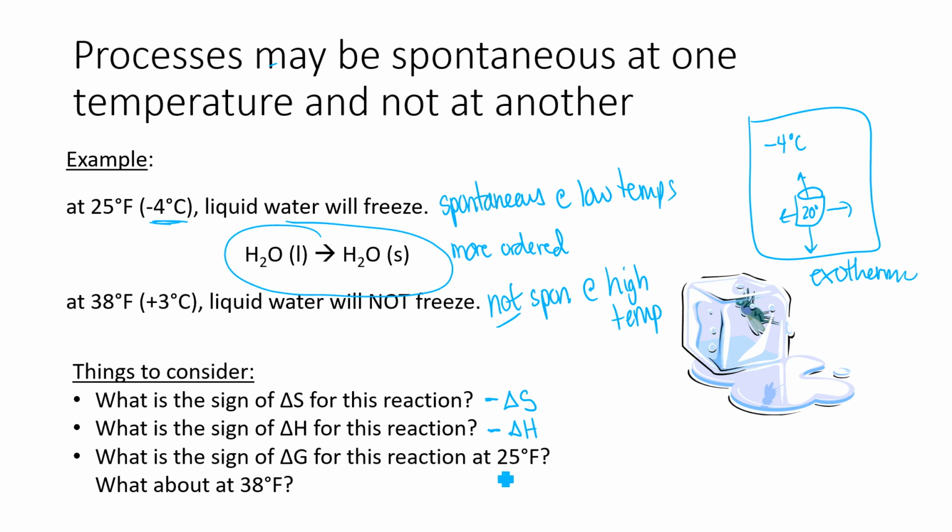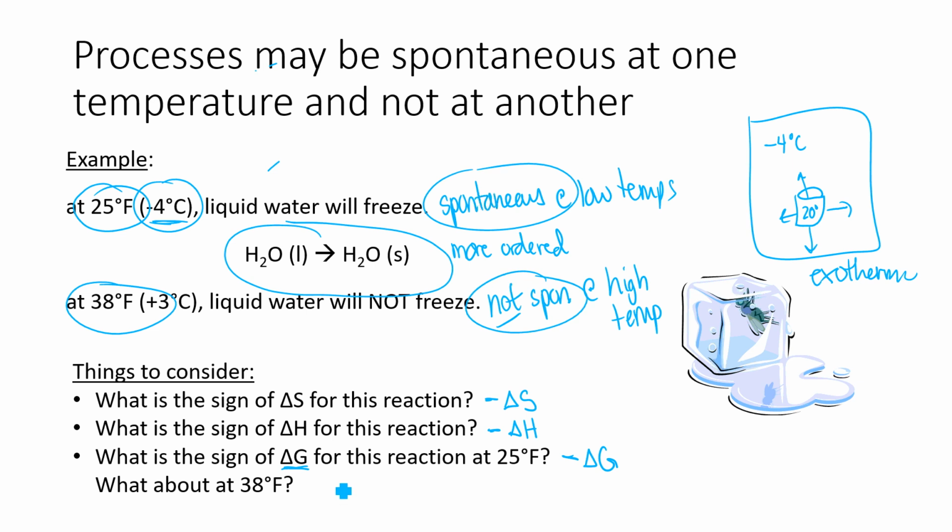And if we think about the sign of delta G, well, how do we predict that? Well, keep in mind that the sign of delta G is related to whether or not it happens spontaneously. So at 25 degrees Fahrenheit, that's -4 Celsius, this process is spontaneous. So that means that at this temperature, delta G is negative. At this higher temperature, it is not spontaneous. So at this higher temperature, delta G is positive.